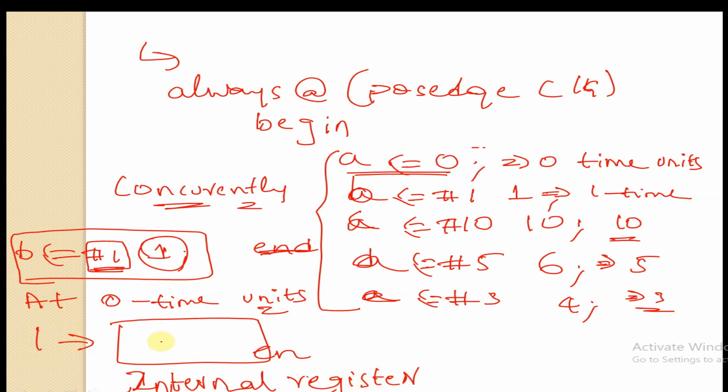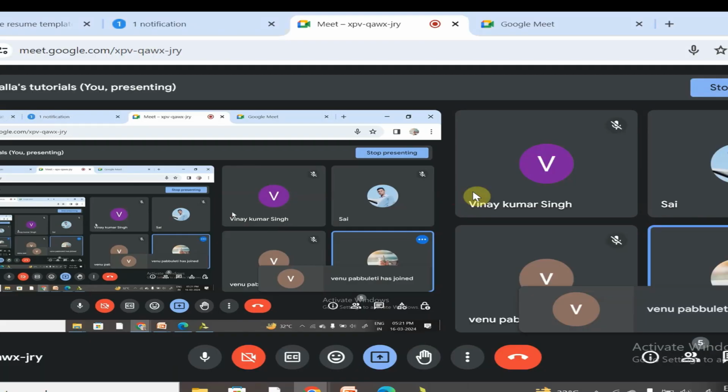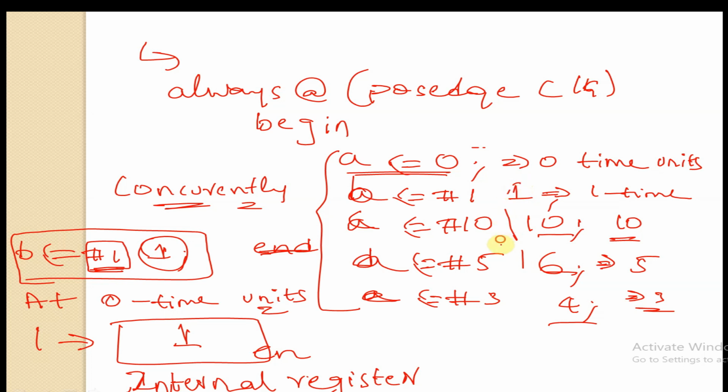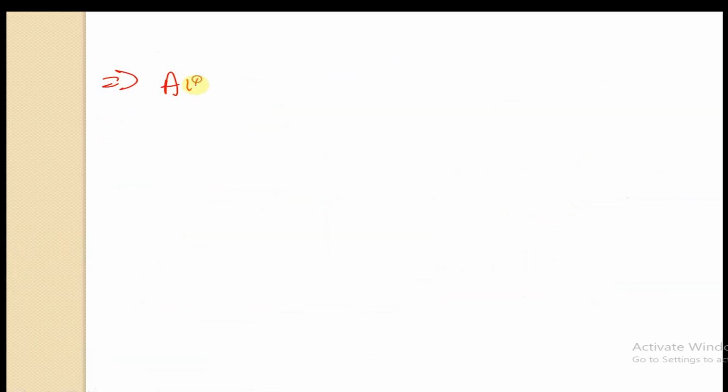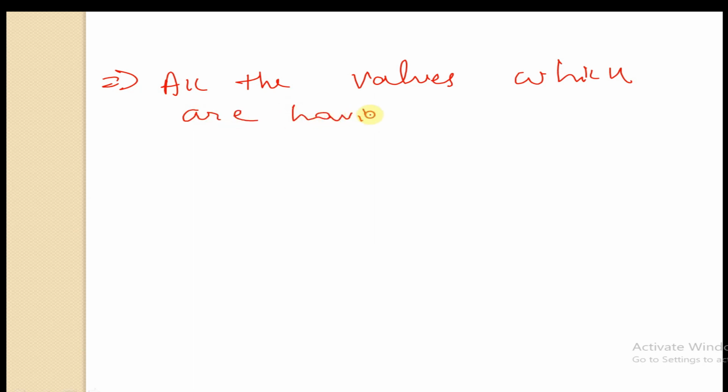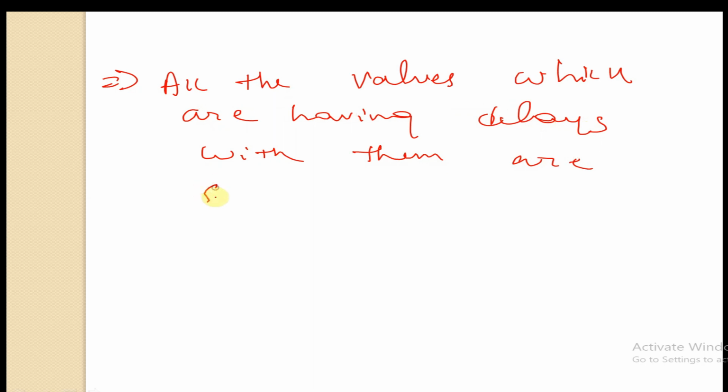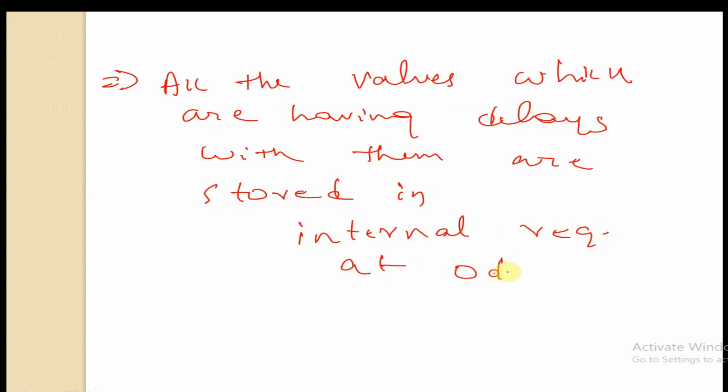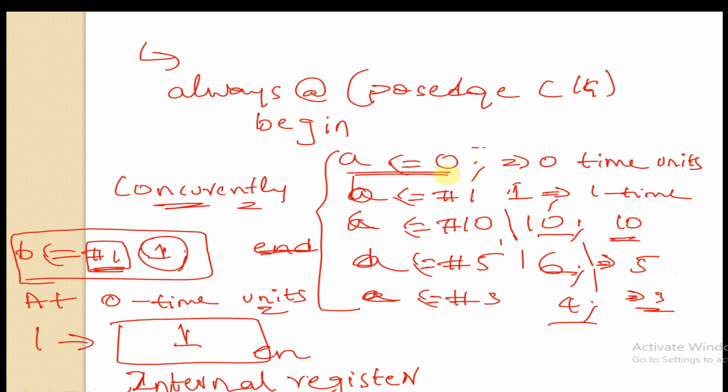Here not only 1, our 10, 6, 4, all these values which are having some delay associated with them are stored in internal registers at 0 time units. So the simulator will store all these values in some internal registers at 0 time units.